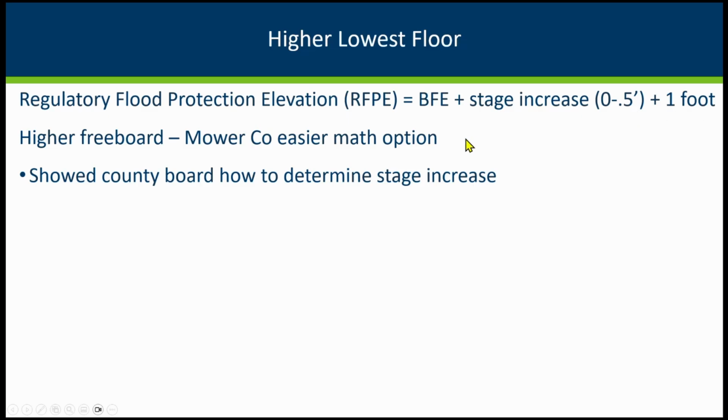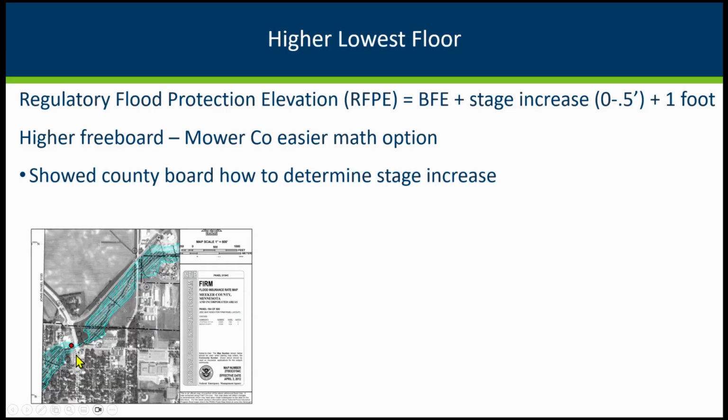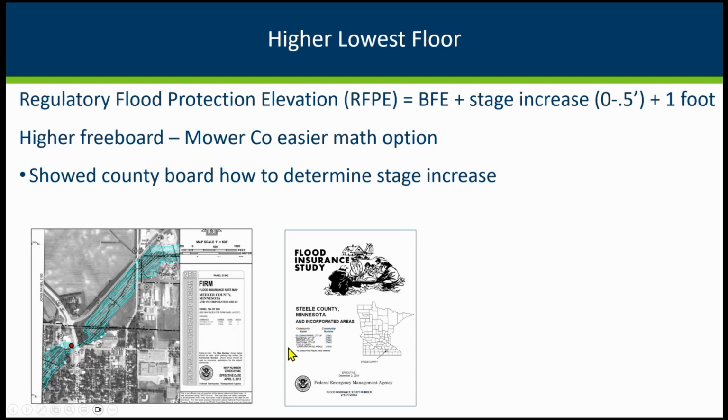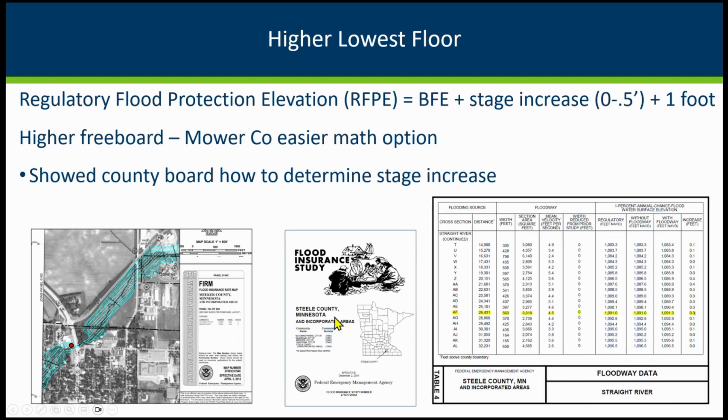But here's one example in Mower County. They shared what they had to do to calculate this. So we look at a site on the map, we have to go into here, we have to find what that stage increase is, we have to find what the flood elevation is, we have to add all these things together, and that really gets kind of complicated.